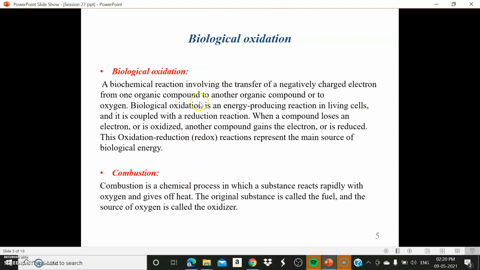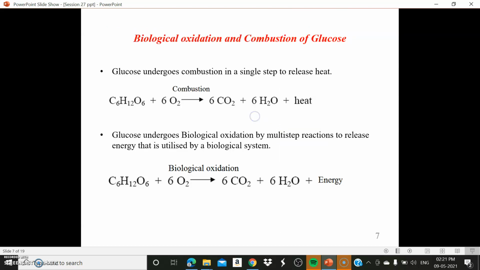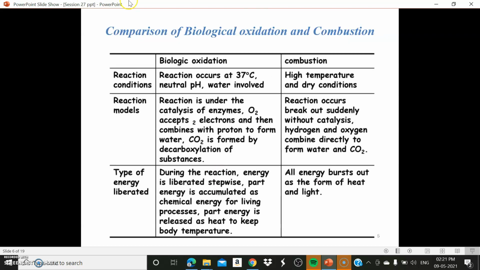Now, in both cases, energy is released, here heat is released. But what is the difference between combustion and biological oxidation? Biological oxidation mainly occurs at 37 degrees centigrade. Combustion occurs at a very high temperature. In biological oxidation, it is a stepwise process. We have a lot of enzymes, and oxidation reduction reactions take place, whereas here the combustion reaction takes place suddenly, without any catalyst, and a lot of heat is released.